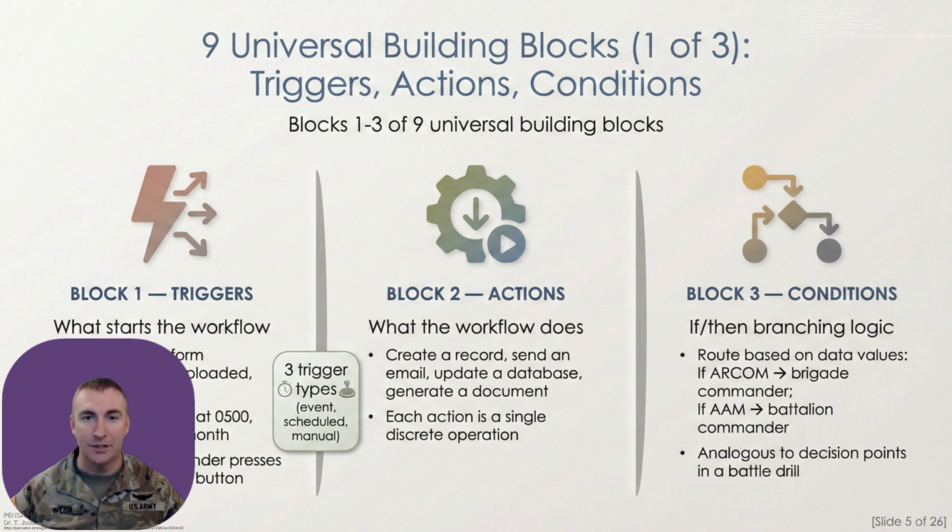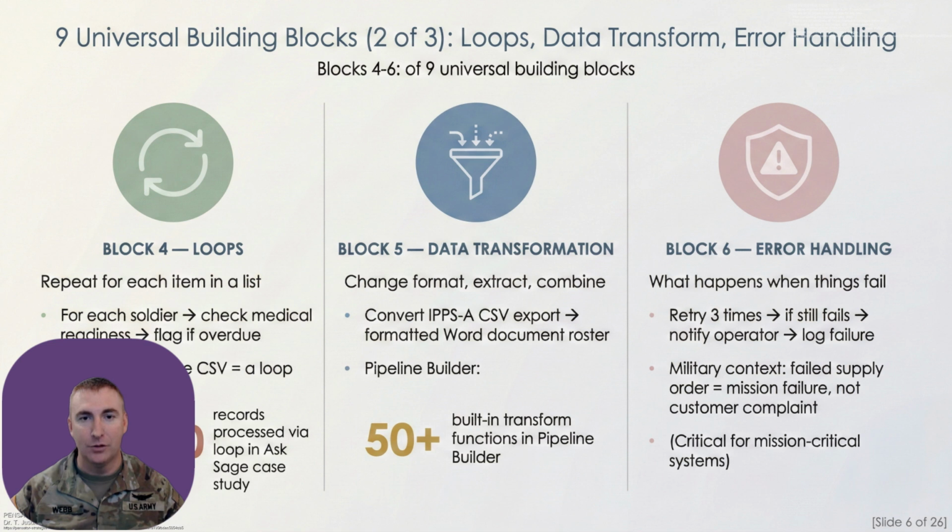Now watch what happens when these 3 gain reinforcements. Loops repeat the same action for every item in a list. That 300,000 record case study? A loop. Data transformation reshapes data from one format to another. Pipeline Builder gives you over 50 built-in transform functions, no code required. Error handling defines what happens when things break. In commercial automation, a failure means an unhappy customer. In military automation, a silent failure means the commander makes decisions on wrong data. No silent failures, ever. But the most consequential blocks are the last 3.